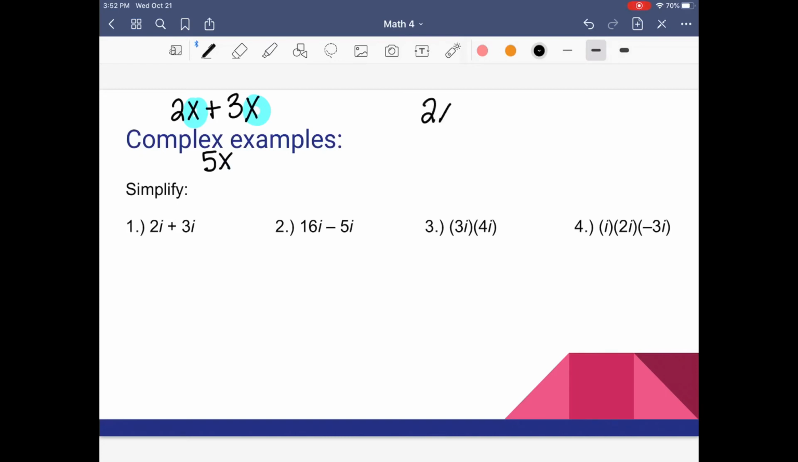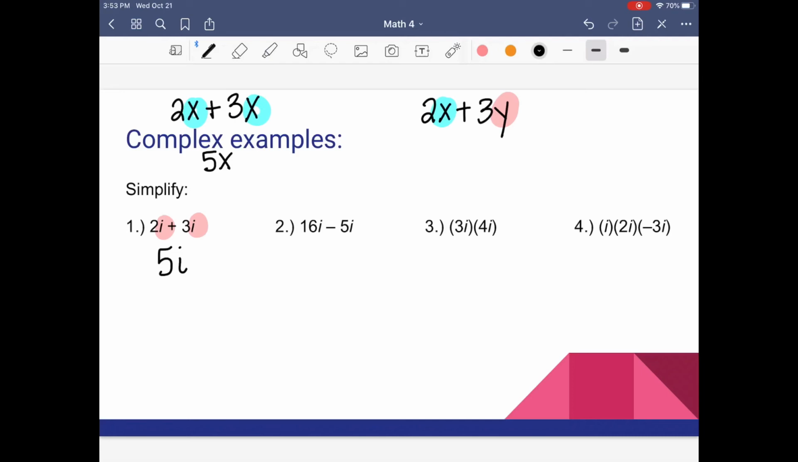What I can't do is, if I have 2x plus 3y, those are not going to be like terms, because this one has an x and this one has a y. The same thing applies when I have imaginary numbers. Think about the i's like the variable x. I can combine these two because I have an i and an i. So that's going to combine together to make 5i.